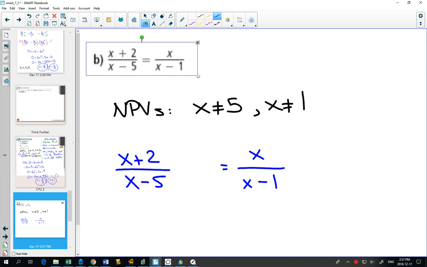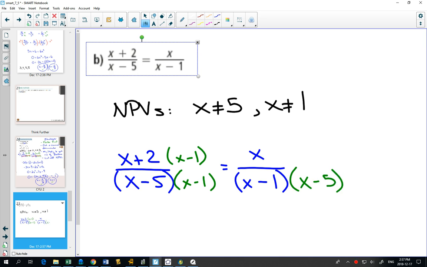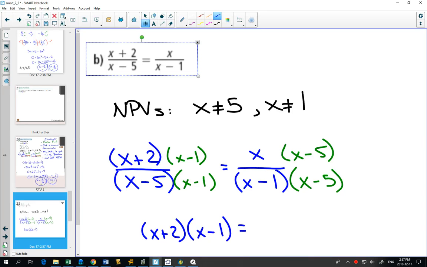So if I got a common denominator, this side is missing x minus 1, and this side is missing x minus 1, and here this side is missing x minus 5 and x minus 5. Can you see that this would have been a situation where we could have cross-multiplied? And again, that strategy only works if you have a fraction equal to a fraction. So it would have worked here to cross-multiply.